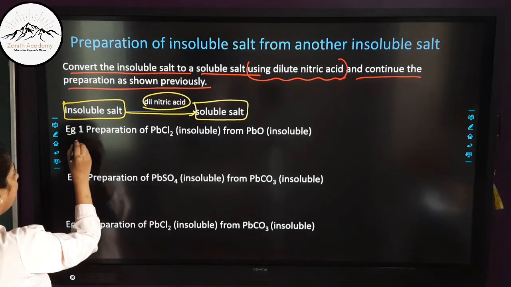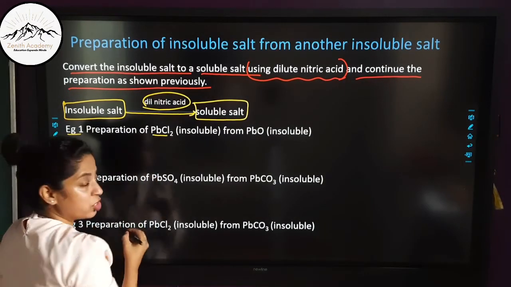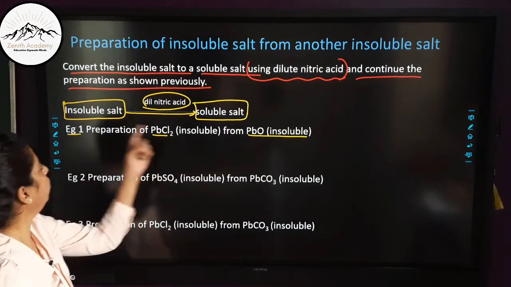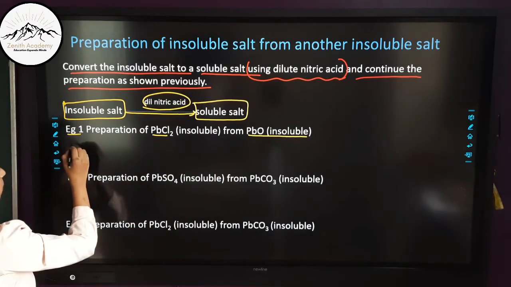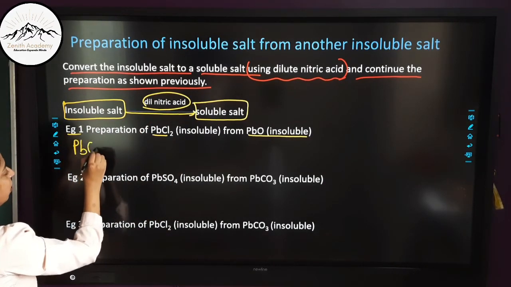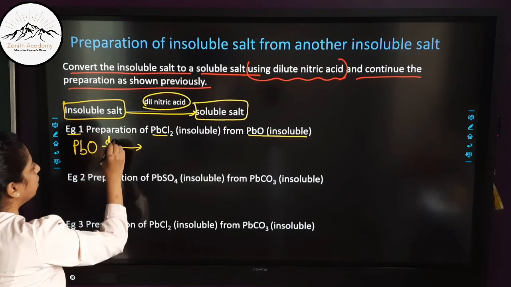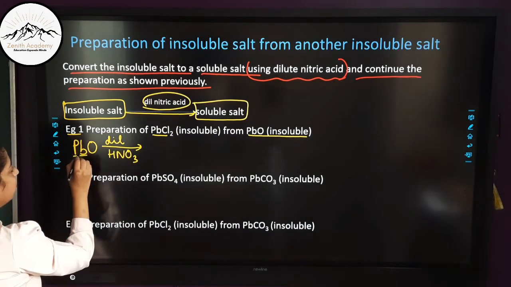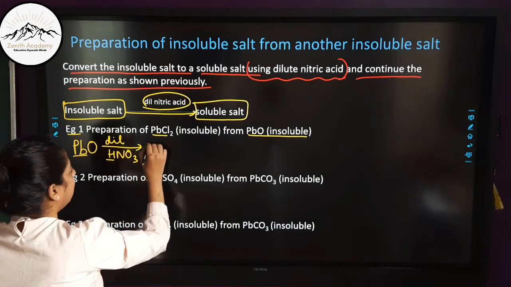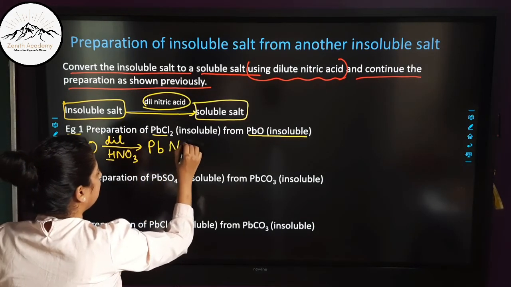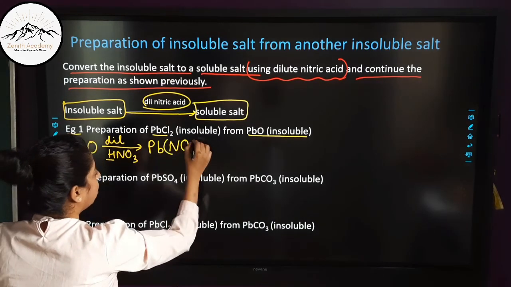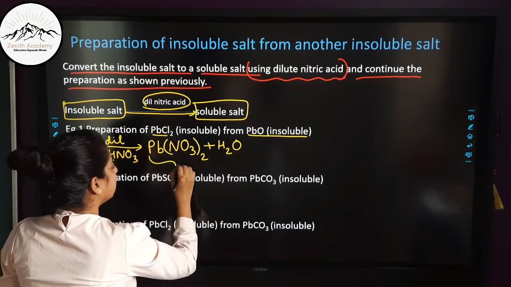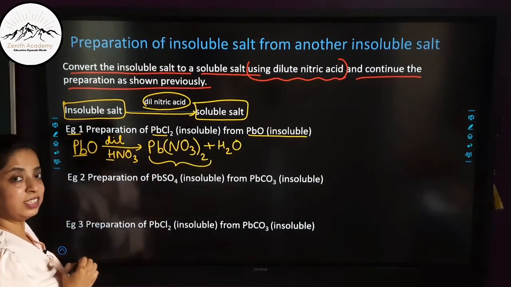So let's see. Our example 1 is preparation of lead chloride, which is insoluble, from lead oxide, which is also insoluble. So we will convert it into a soluble salt. Let's take lead oxide and react it with dilute HNO3, that is dilute nitric acid. So what will happen? This lead will replace this hydrogen. So we will get lead nitrate, Pb(NO3)2, and water. Now we have got this nitrate. Now this is a soluble salt.